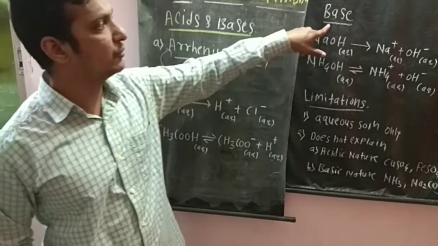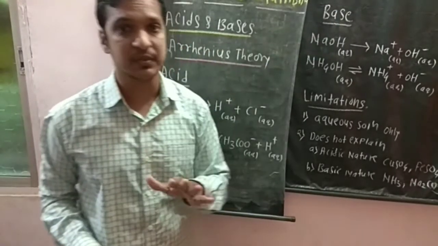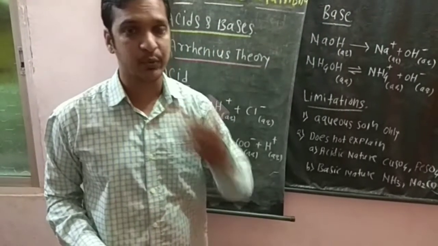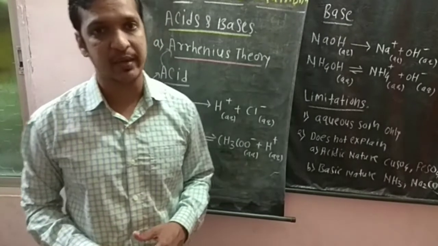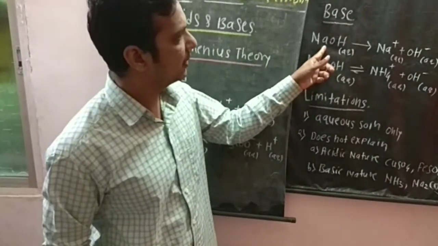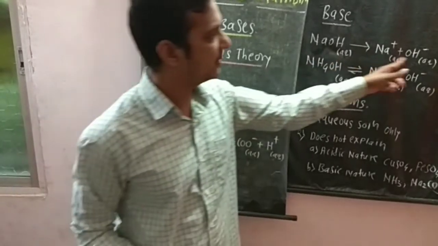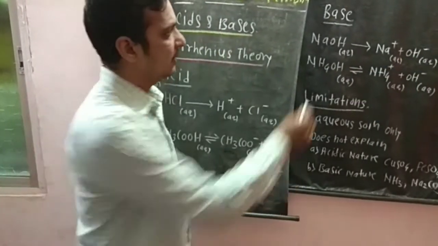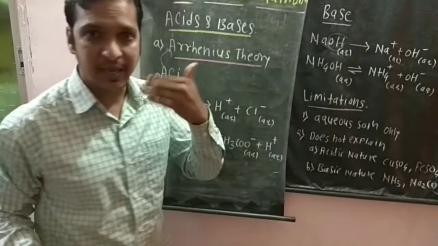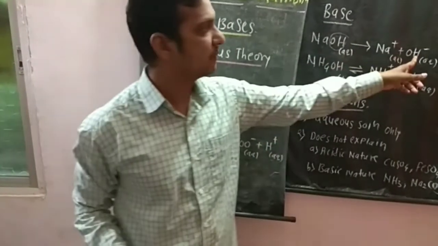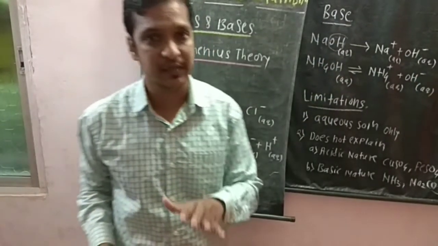Now, according to the Arrhenius theory, what is a base? A base is a substance which contains OH group and produces OH minus when dissolved in water, in the aqueous medium. For example, NaOH. When we dissolve NaOH in water, it gives us Na plus and OH minus. NaOH contains an OH group, and when dissolved in water it gives OH minus. That is why NaOH is called a base according to the Arrhenius theory.